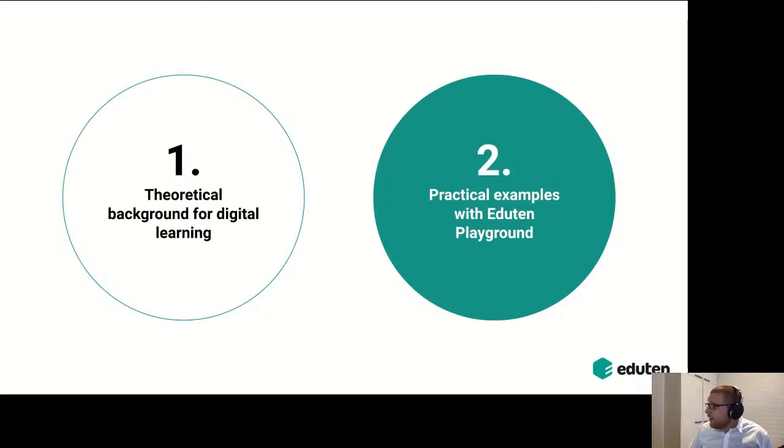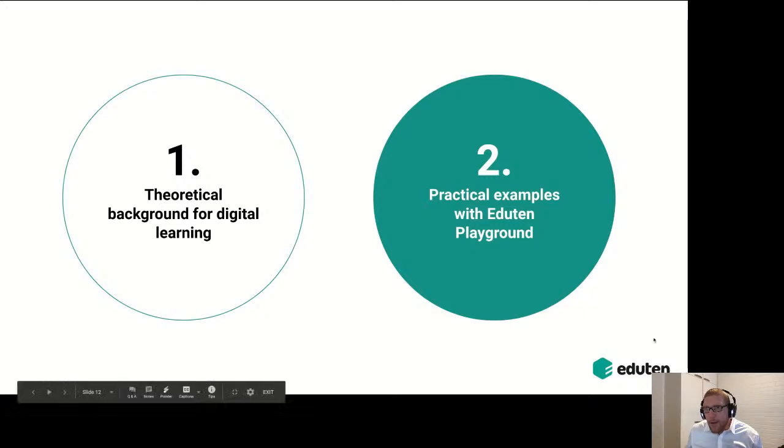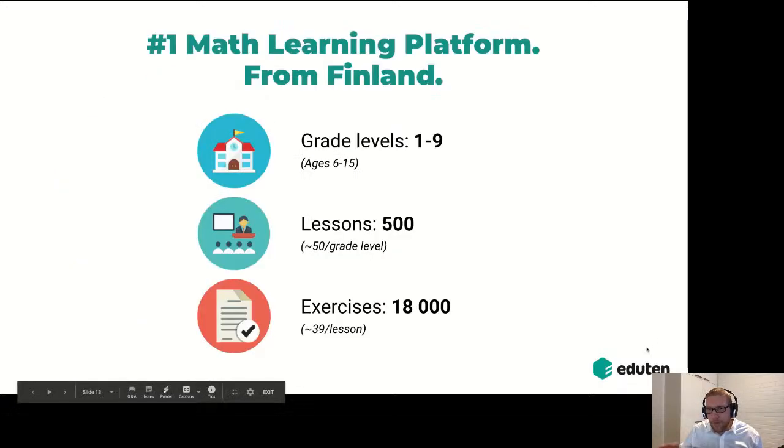Okay, next I will move on to practical examples of Eduten Playground, and I will first explain a little bit what Eduten Playground is and how we make it a tool that you can use on a regular basis. And these examples will clarify the examples I gave you in the previous slides. So this will be the concrete examples of the routine, how to set that up and how to make things work.